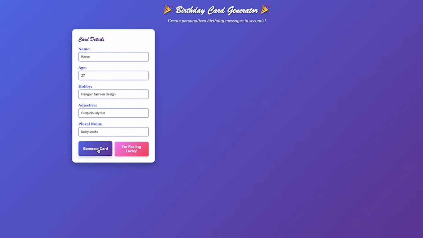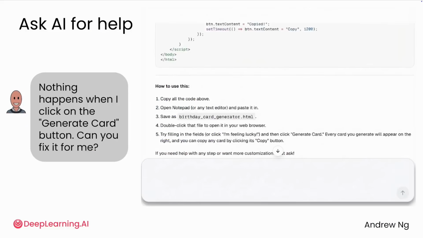So that's kind of weird. Here I'm clicking my mouse, but it's not actually generating a card. It turns out I'm feeling lucky works, but again, generate card doesn't create any card for me. If that happens, what I encourage you to do is to clearly tell the AI what happens. So here I've typed, nothing happens when I click on the generate card button. Can you fix it for me?